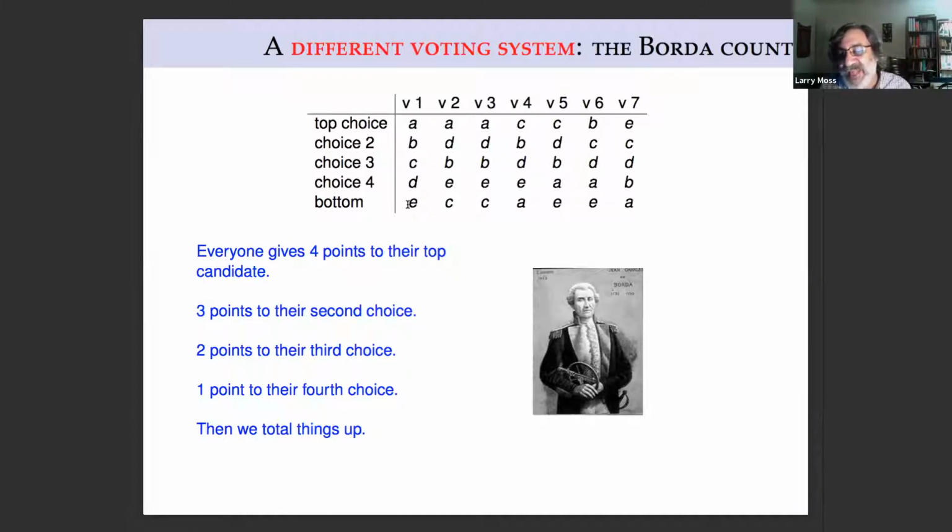And everybody would do that. And that means they would kind of tip the thing towards the one that they liked the most. But you'd still count for your second choice a little bit more and stuff like that. And then you would add things up.